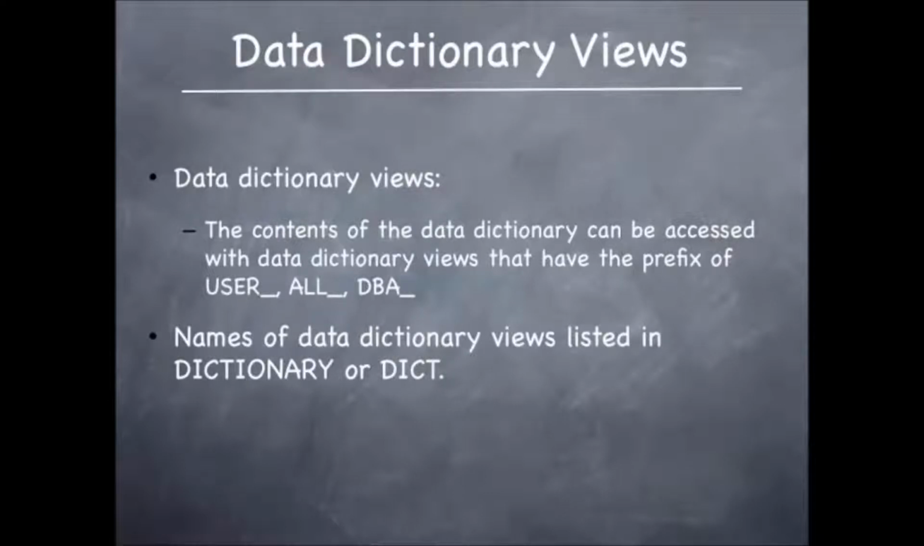The data dictionary tables are created when a database is created, and you cannot access the data dictionary tables directly. They are accessed using data dictionary views that have a prefix of either USER_, ALL_, or DBA_. A listing of the names of all data dictionary views is available in a data dictionary view called DICTIONARY, which can be shortened to DICT.